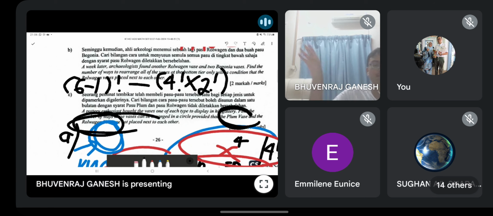You got total 6 vase. So the other 4 vase you can move how you like. Boleh rotate macam mana kamu suka. So you count and see. You will get 72. 72 susunan. Okay guys, settle with this question.